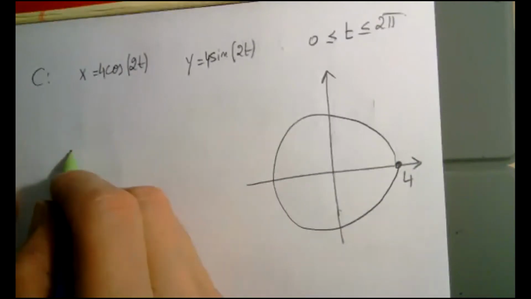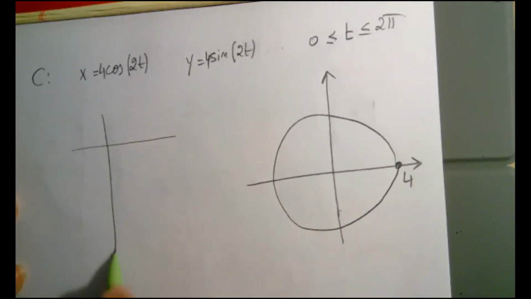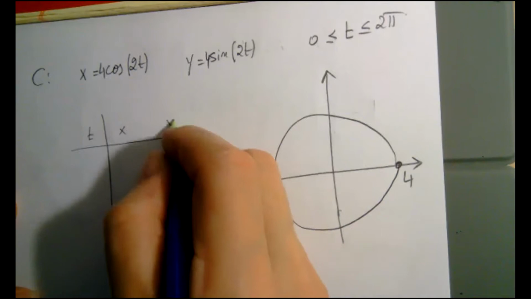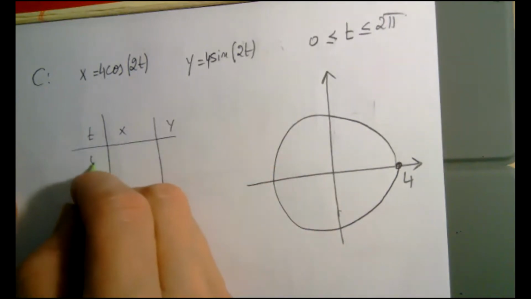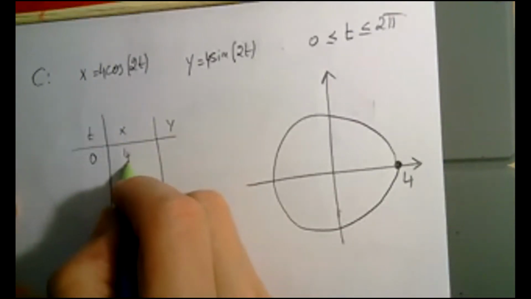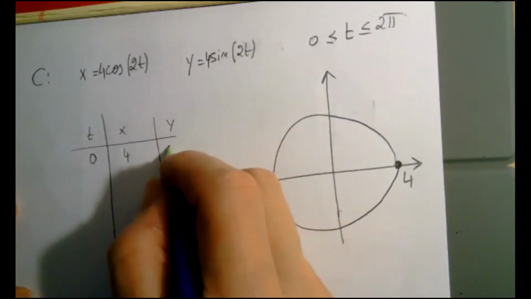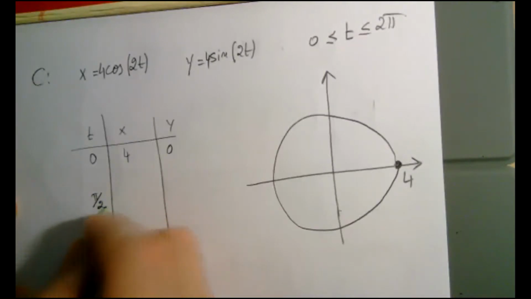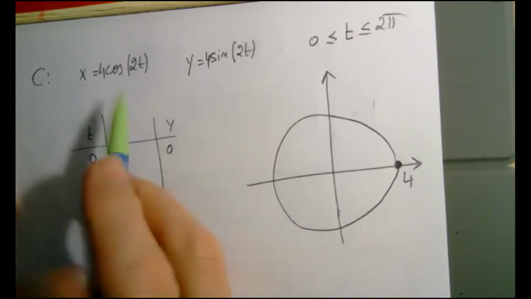That's important. Now, I can show it to you by plotting points, x and y. At 0, the x is 4, the y is 0. At pi over 2, what is my x?